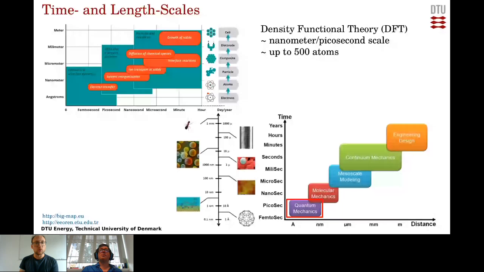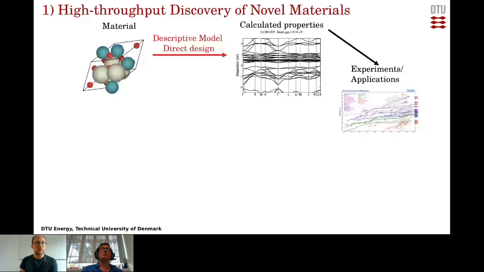So going to the first point, how do we design new materials? Many of you have probably already heard about what a high-throughput screening approach is. I'm going to summarize it here. The conventional approach, or descriptive model, goes from materials to calculated properties. This is a sort of direct design. You calculate the properties of a given structure, and then you can look at what kind of applications or experiments you can use this material for.